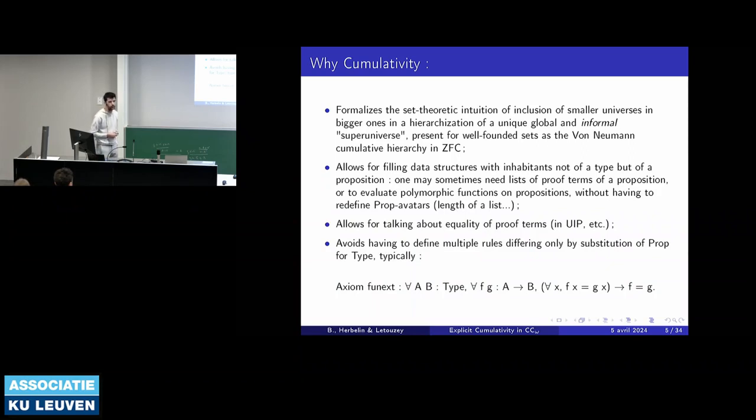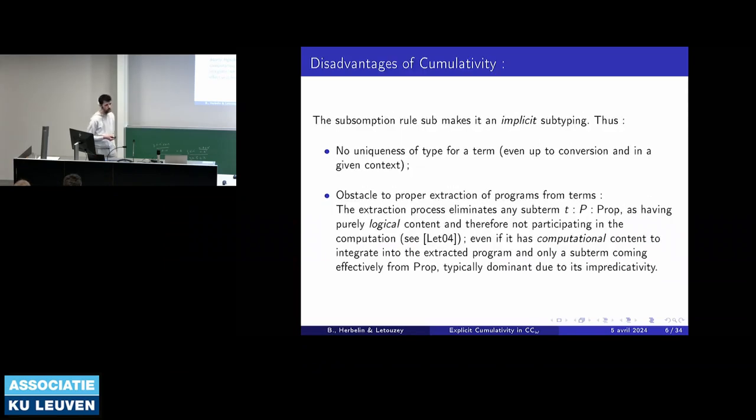And it's useful for defining more or less polymorphically functions and type families over many universes, because if you do this on a bigger universe, you have it for all the lower ones. Also for axioms, talking about equality of proof terms requires the equality type also on Prop, and also for multiple rules differing only by a substitution of Prop for Type. Here is another axiom where you have the universe appearing. And the disadvantages I already started to talk about are the non-uniqueness of the type of a term, trivially, and even up to conversion in a given context.